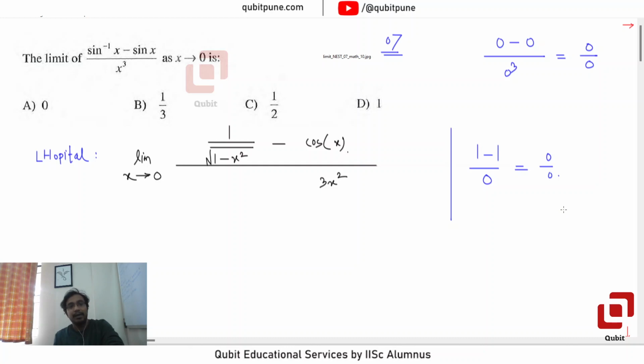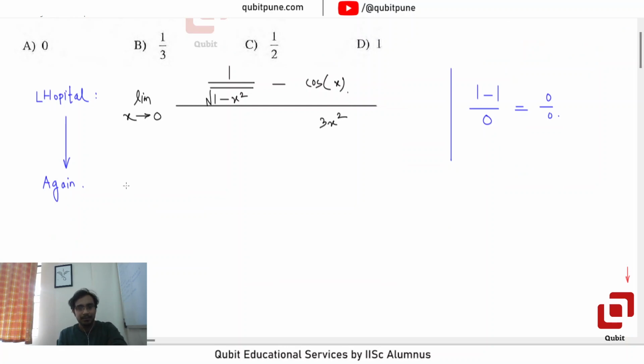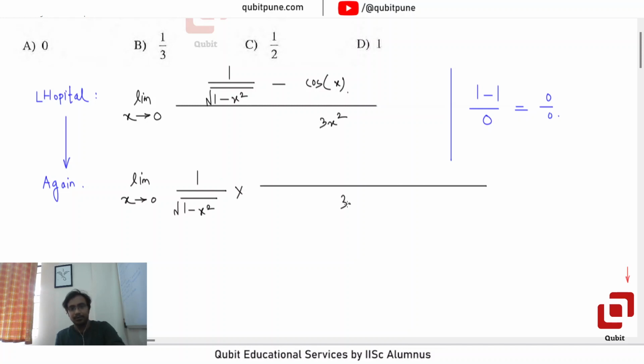Which means we have to apply L'Hospital's rule one more time. We can apply it right here, but what I'm recommending is that first you make an adjustment. That adjustment is you take this 1 upon root of 1 minus x squared common from the numerator. I'll tell you the reason after we do it. Then we will get 1 here, and here we will have 1 minus x squared into cos x.